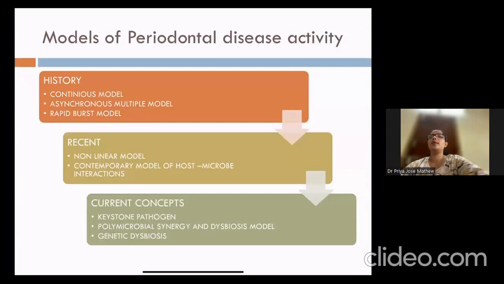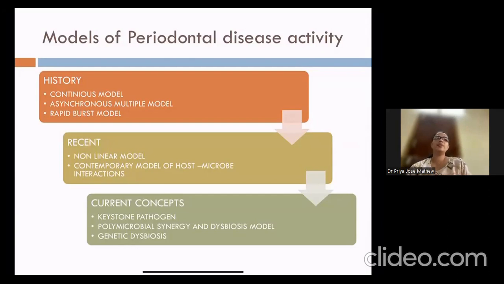Now, when we come to the history, there are certain models: the continuous model, the asynchronous multiple burst model, and the rapid burst model. That is the historical point of view. There are a lot of theories that have explained disease activity. These three are the most important, which I have just included in the slide.